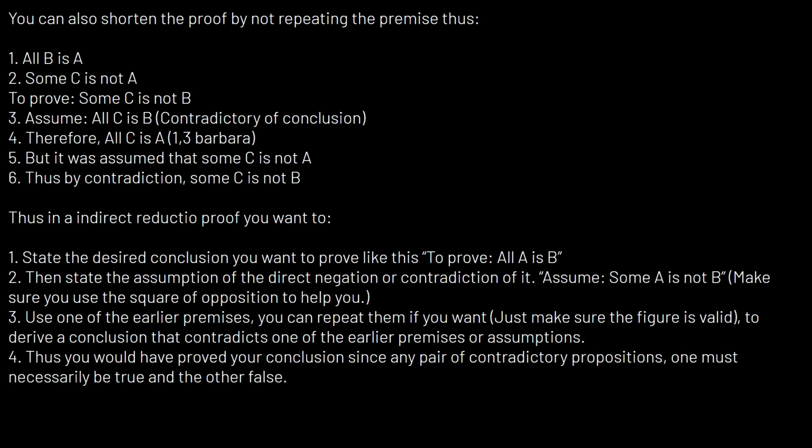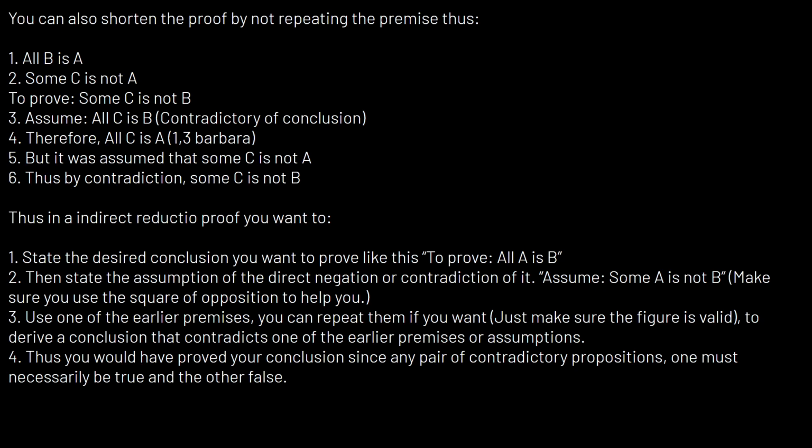First, state the desired conclusion you want to prove, or the thesis. For example, to prove all A is B. Second, then state the assumption of the direct negation or contradiction of it. That is, assume some A is not B, right? Because remember, the universal affirmative contradicts the particular negative, while the particular affirmative contradicts the universal negative. Thus, assume some A is not B. Then make sure you also use the square of opposition to verify or help you.